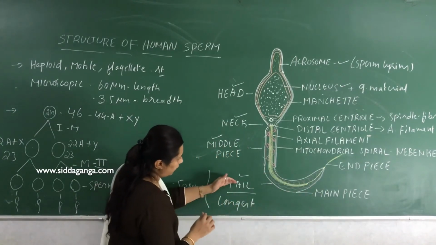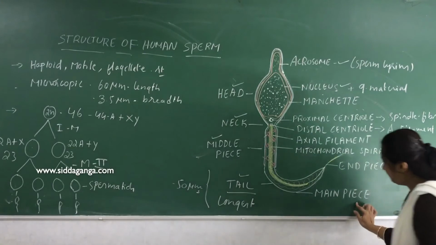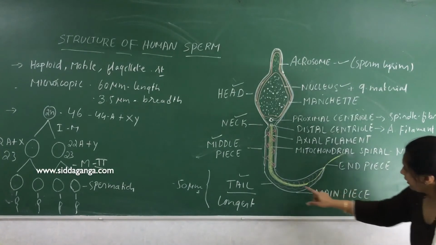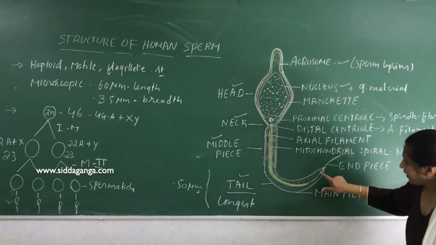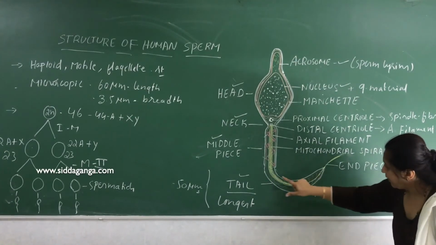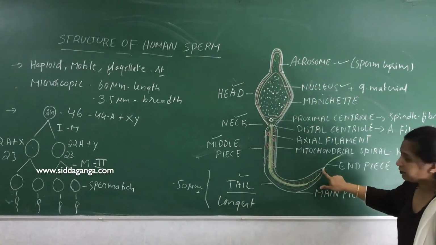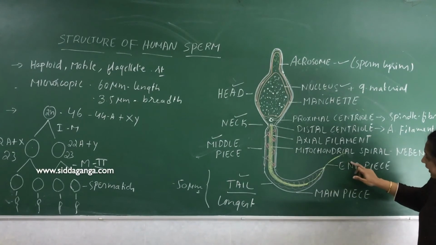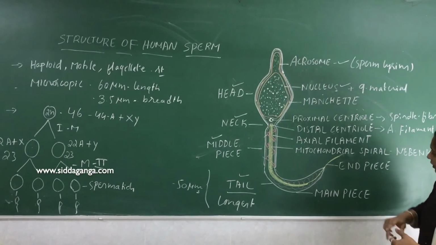See, actually the tail is differentiated into two regions. The initial part of the tail is called the main piece, and the later part is called the end piece. So the main piece has a central axial filament surrounded by a thin layer of cytoplasm, and it is covered by a plasma membrane. The plasma membrane surrounds the whole sperm except in the region of the end piece. So the main piece is followed by the end piece. In the end piece there is a lack of cytoplasm and plasma membrane. That's how the end piece and main piece get differentiated.